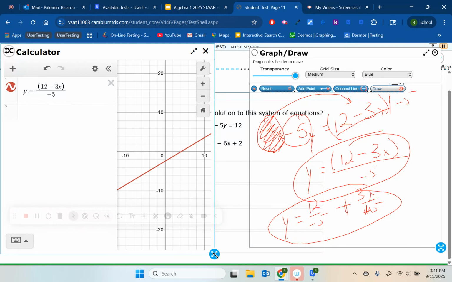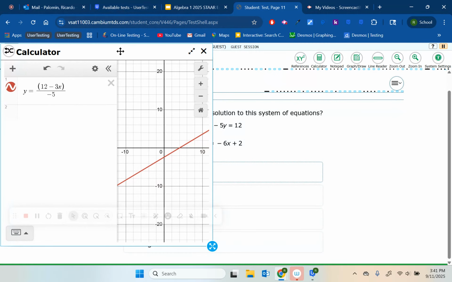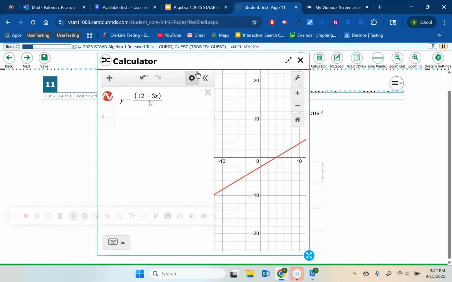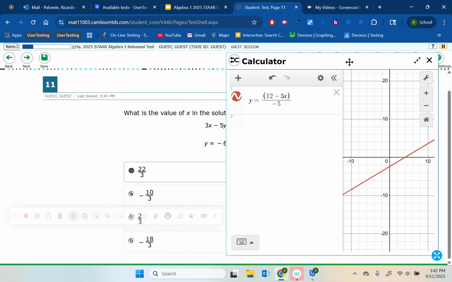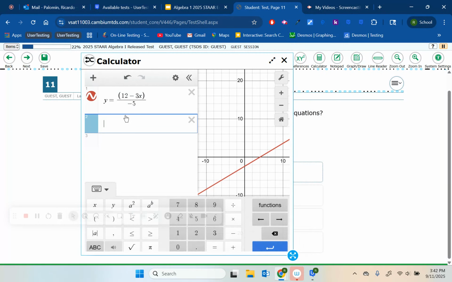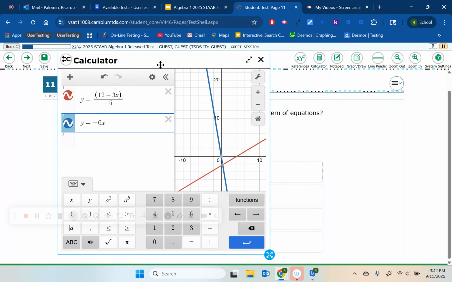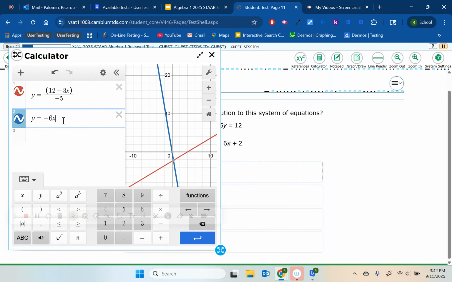Let's make this a little bit bigger. The nice thing is that this other equation is already solved for y for us. It's in slope-intercept form. It's y equals negative 6x plus 2. And the cool thing about it is I'm literally just using my keyboard at that point.